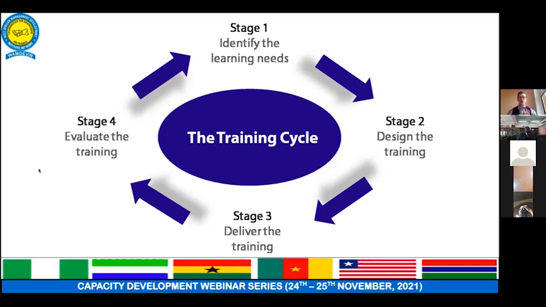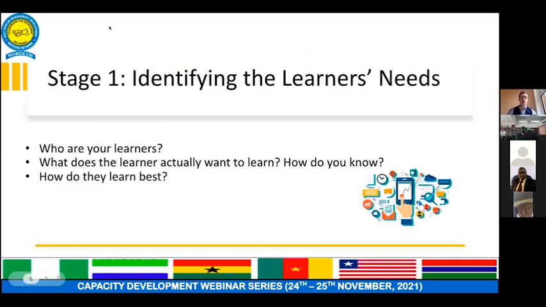And now I may be asking some of you to contribute with some ideas in regards to your own programs. But as I said, keep in mind now that I want you to reflect on programs you're thinking of developing, are currently undertaking, or have developed as well, because we're going to be using this cycle now to consider each of our stages. So stage 1 is obviously the identification of learners' needs.